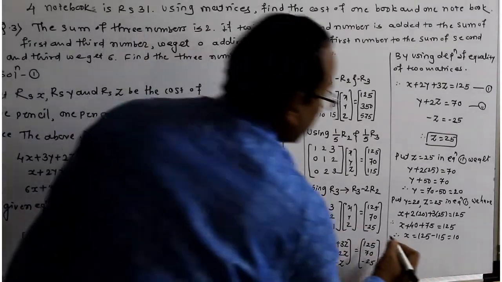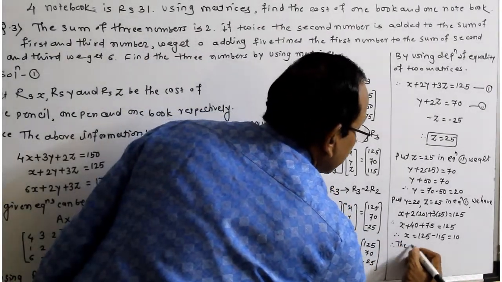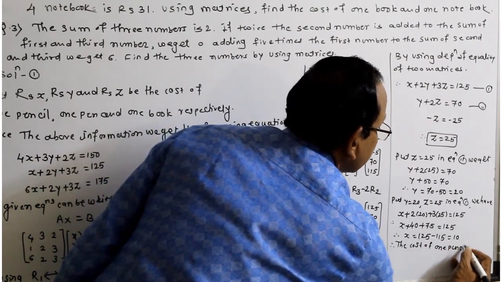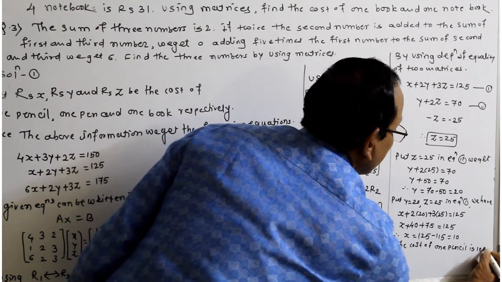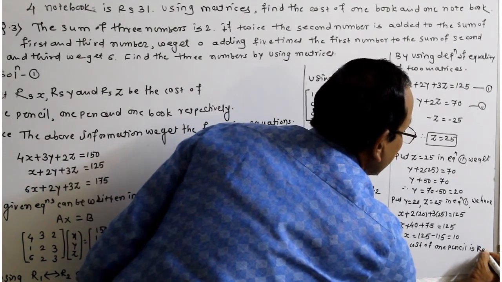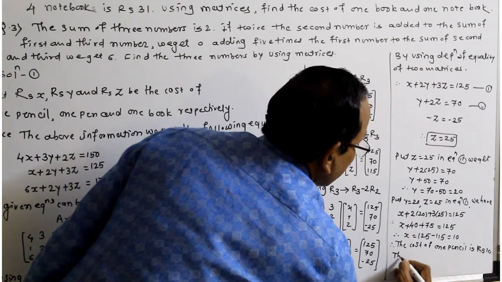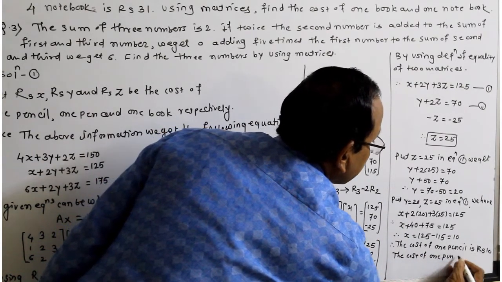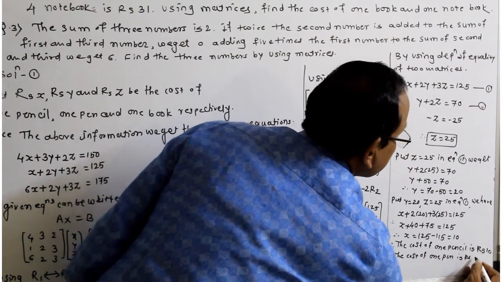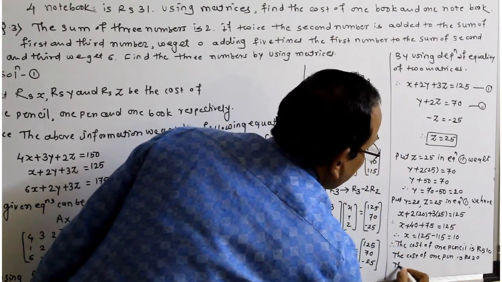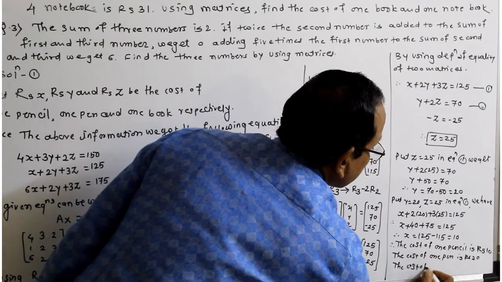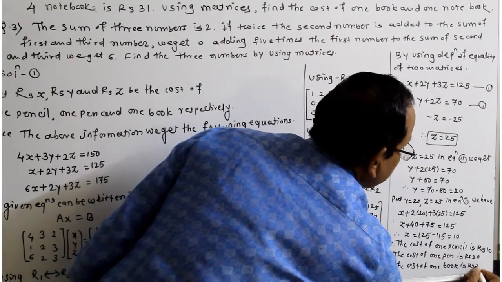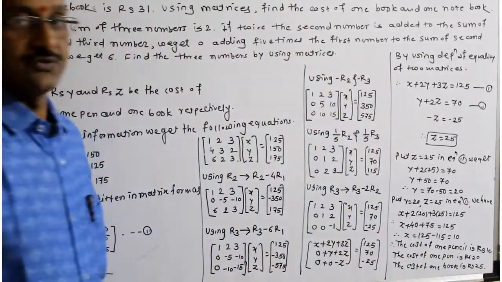So therefore, the cost of one pencil is rupees 10, the cost of one pen is rupees 20, and the cost of one book is rupees 25. So in this way, we finish here.